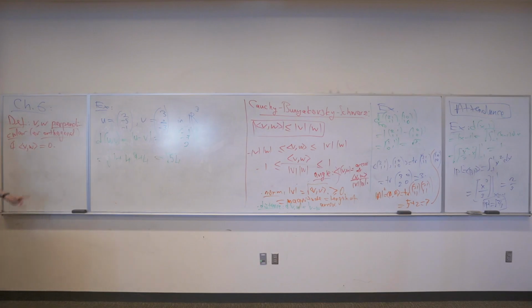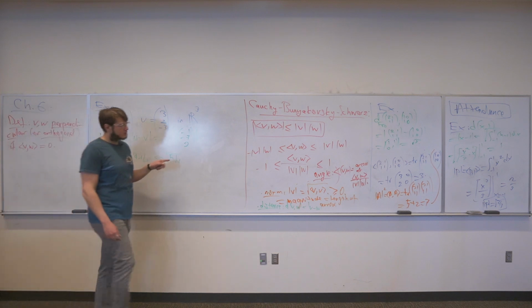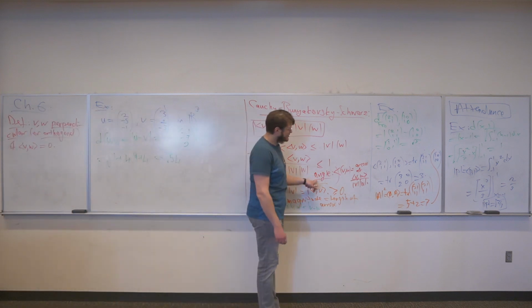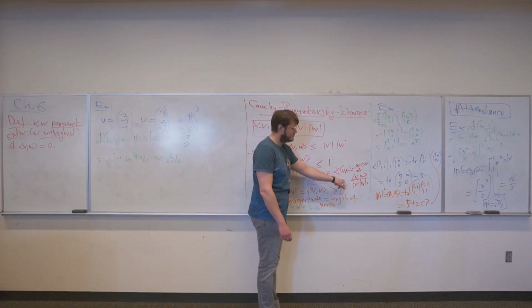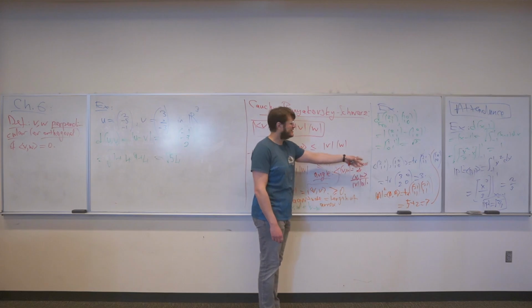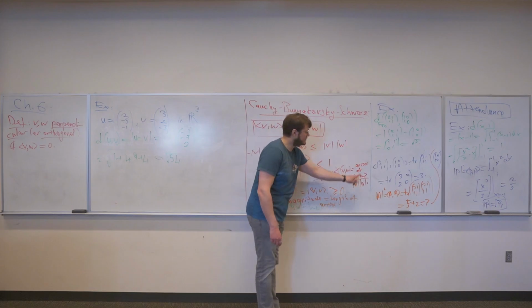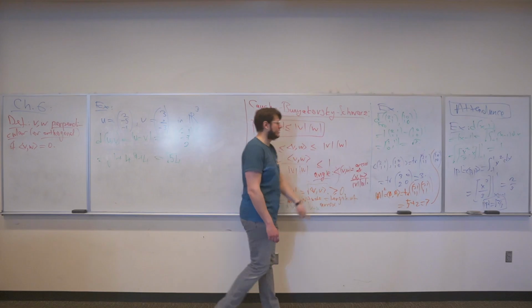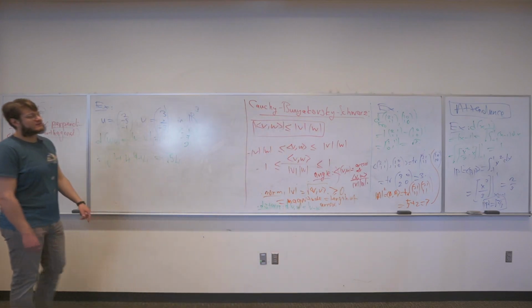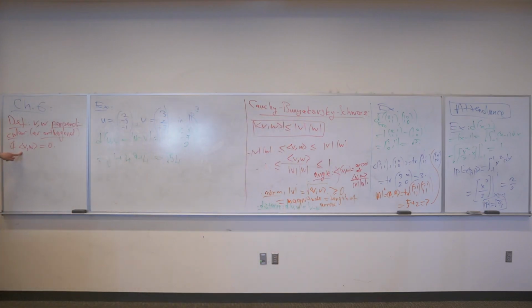Okay. Why is that? Because orthogonal should mean the angle is 90 degrees. If the angle is 90 degrees, the only way that can happen is if this is 0. The only way this can happen is if the numerator is 0. That's why. V against w equals 0 is your equation for orthogonality.